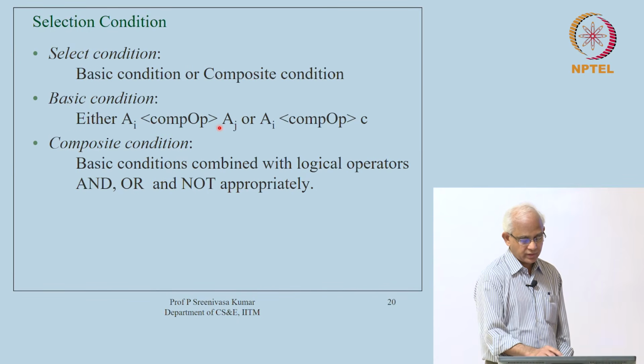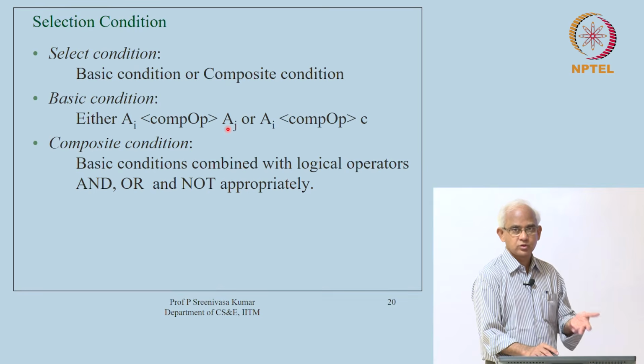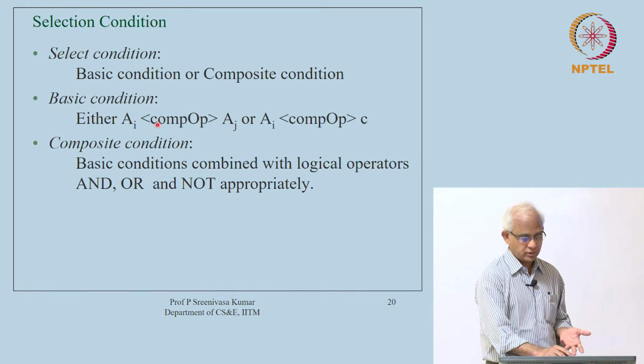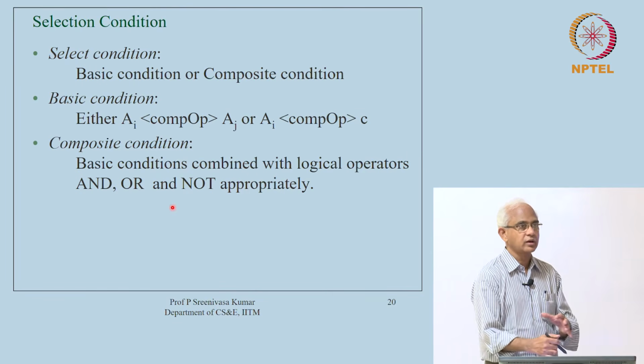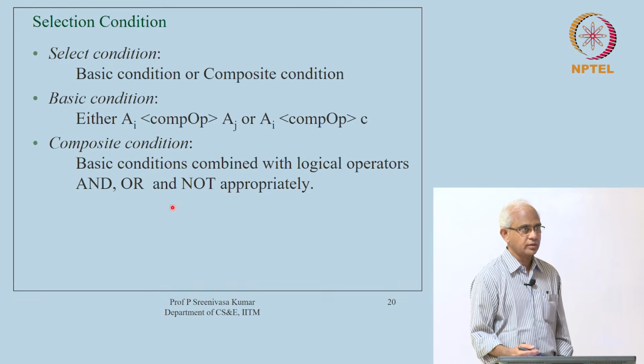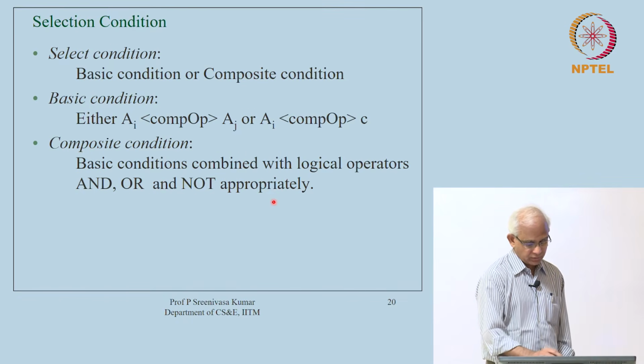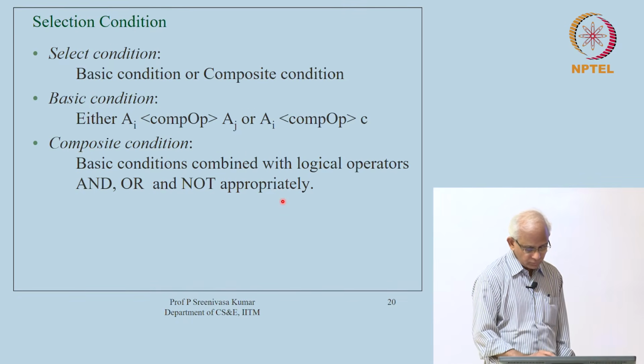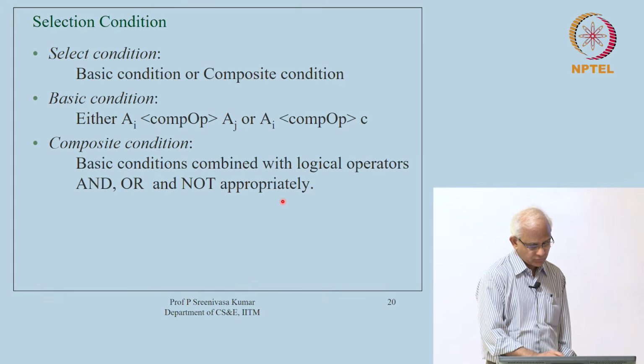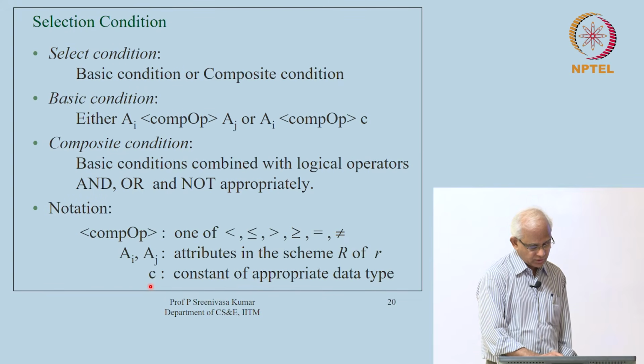Is A1 greater than A2? Either it is true or false, right. So these are Booleans, so they can be combined with Boolean operators and, or, not, and then you can get a composite condition, and that is how you will use that. So this theta is of this form.